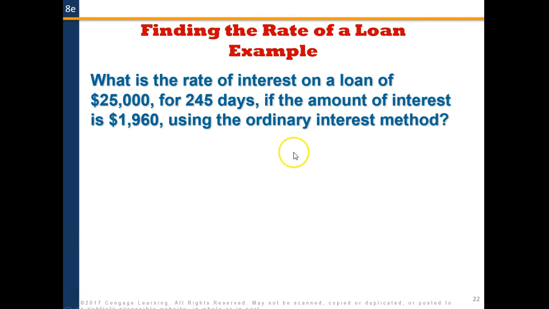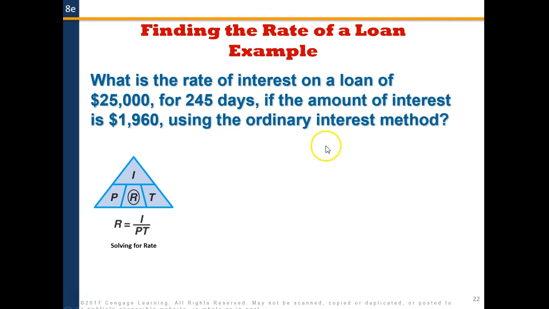So here's an example of finding the rate of a loan. What's the rate of interest on a loan of $25,000 for 245 days if the amount of interest is $1,960 using the ordinary interest method? The ordinary interest method, remember, is also called the banker's rule, and we divide by 360 days. So here's our triangle that we reference. We just plug in the information.